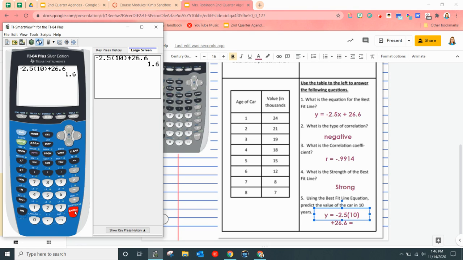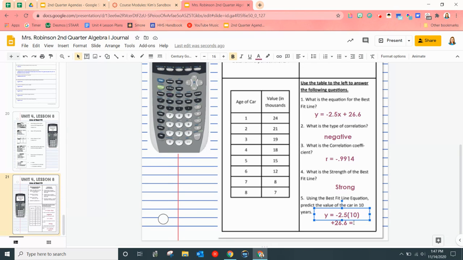1.6, not dollars. Remember, this is in thousands. So if you want, you can multiply this times 1,000, because we did get a decimal, and that'll give you your answer. About $1,600 is how much this car is going to be worth. So the value in 10 years is going to be about $1,600.